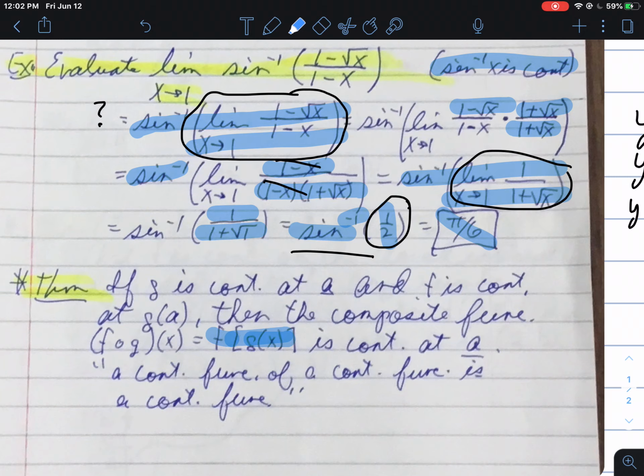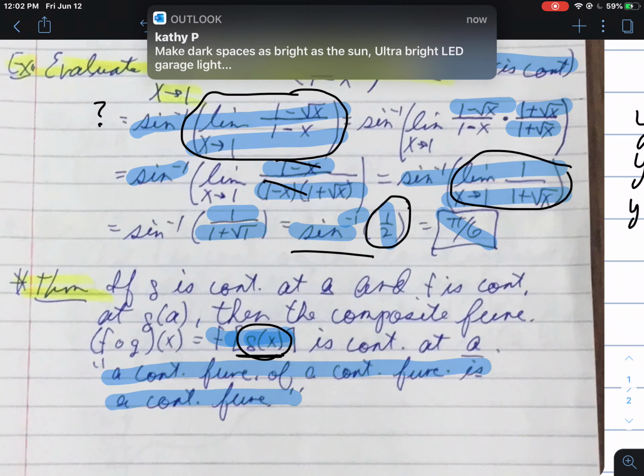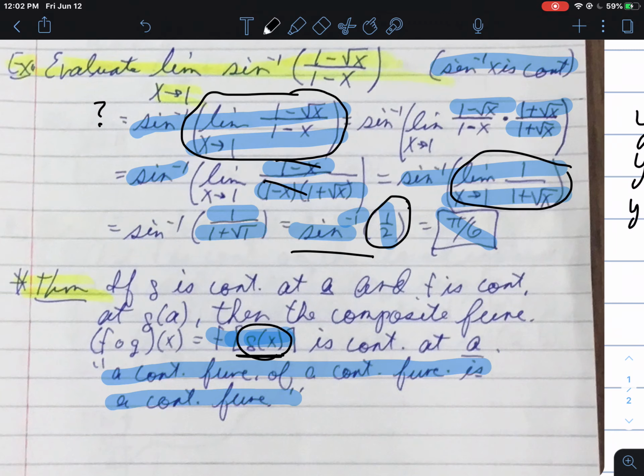Or in other words, a continuous function of a continuous function is also a continuous function. But as is always the case with these composite functions, you're always working from the inside out. So it has to do with, is the inner function continuous at whatever our a value is? If it is, what is g of a? And then if f, the outer function, is continuous at that value, okay, then our composition is continuous. Right? So again, a continuous function of a continuous function is a continuous function, for what that's worth.